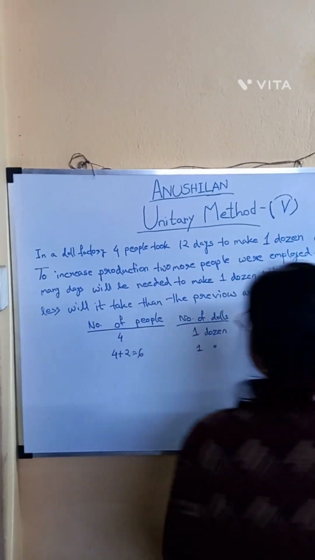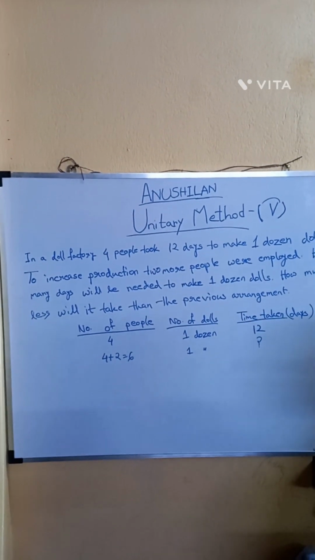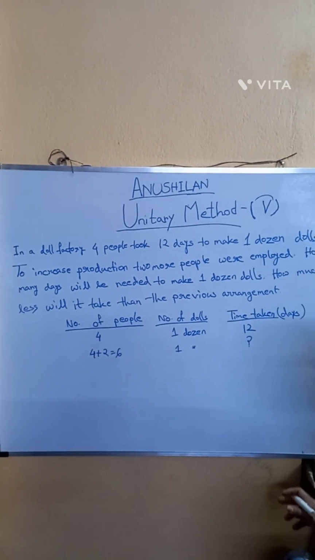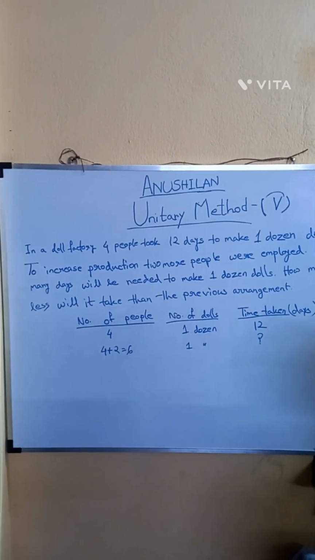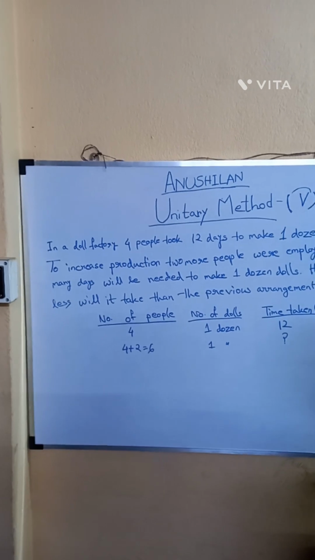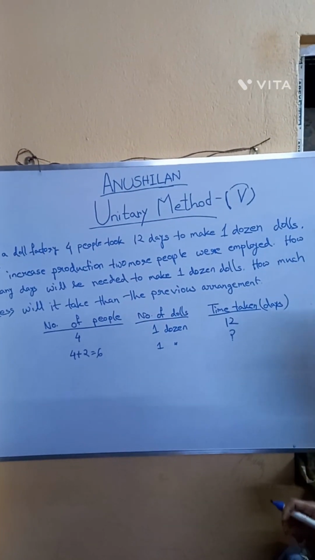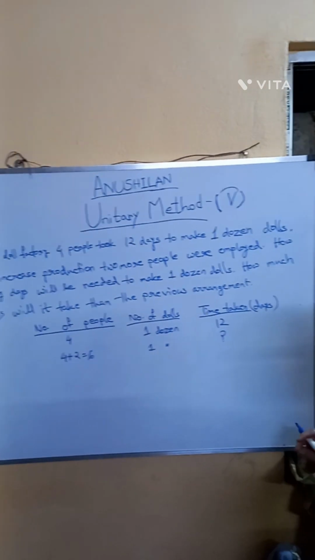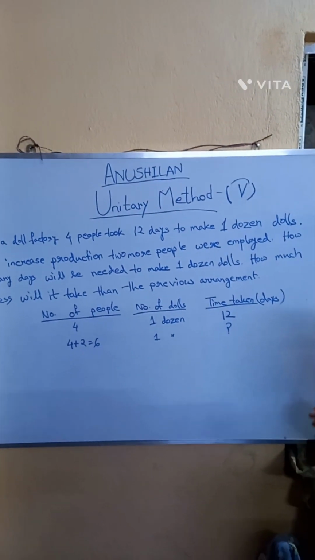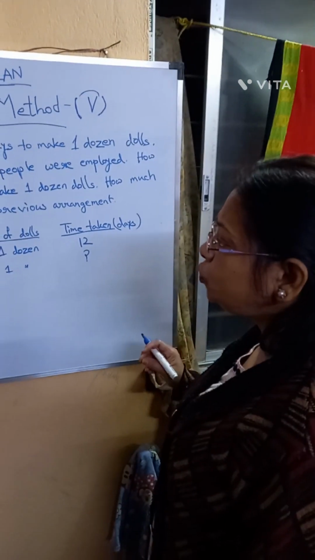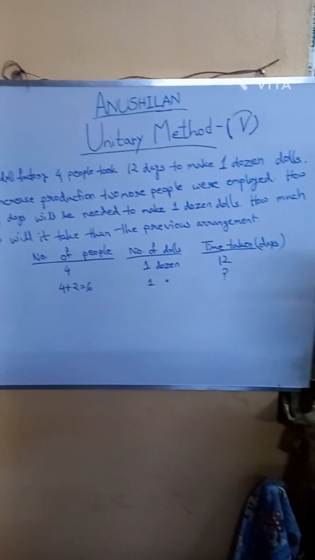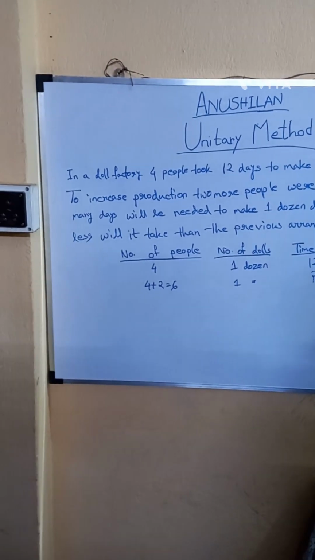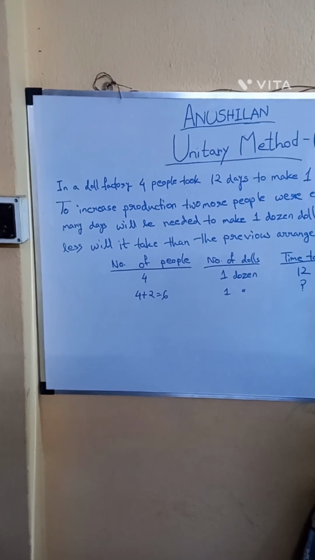Look at this problem. In a doll factory, 4 people took 12 days to make 1 dozen dolls. To increase production, 2 more people were employed. How many days will be needed to make 1 dozen dolls? How much less will it take than the previous arrangement? Have you gone through the problem?